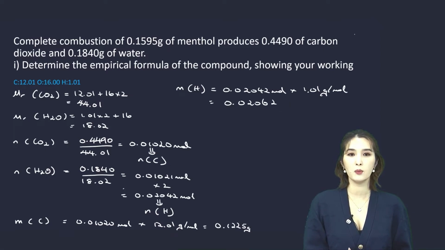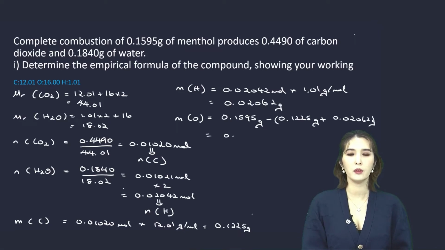Now then, since we need to find the number of moles of oxygen, we have to calculate the mass of oxygen contained in the 0.1595 grams of menthol. And we can do that by subtracting the mass of carbon and hydrogen from the original mass. So it's 0.1595 grams minus 0.1225 grams, which is of the carbon, added to the mass of hydrogen, 0.0206 grams of hydrogen. And when we input this, we get the mass of oxygen as 0.0164 grams.